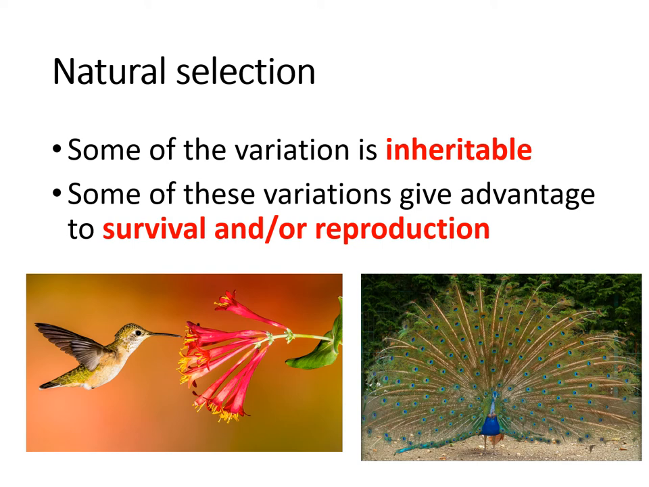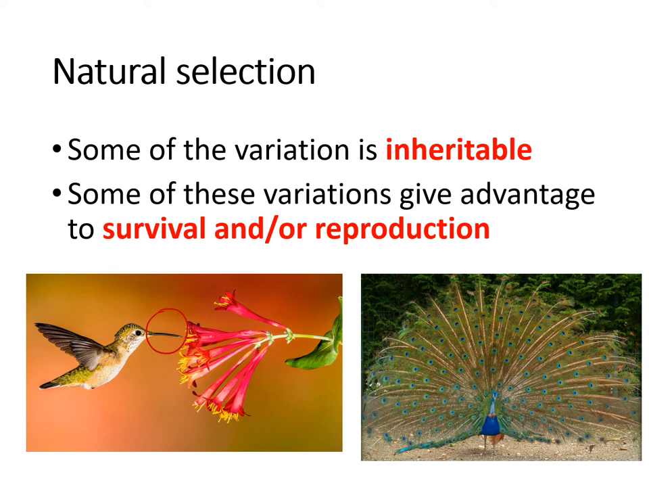So some of these variations will give an advantage to survival and or reproduction. For example, look at the long beak of a hummingbird over here. The long beak is a survival advantage because it will allow them to gain easy access to the nectar compared to birds with shorter beaks. So the birds with longer beaks are going to be able to get more food and possibly live longer compared to those with much shorter beaks.